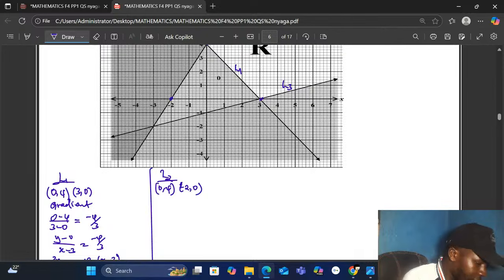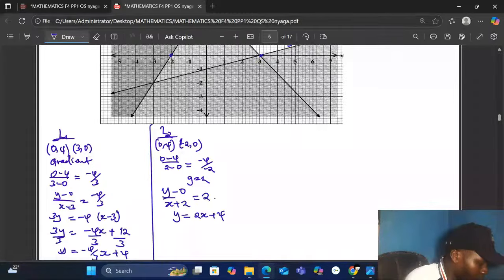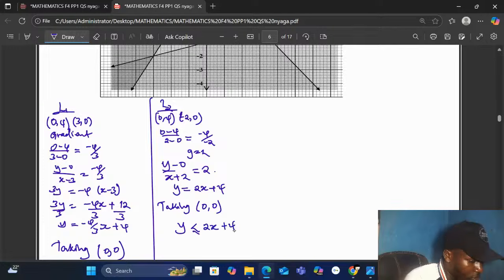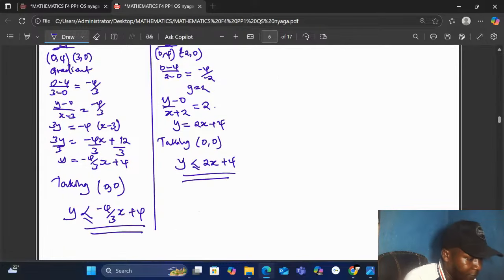So we obviously look for the gradient, which is equal to 2. And then we look for the equation: y minus 0 over x plus 2 equals 2. Now taking the point 0, 0, we shall have y is greater than or equal to 2x plus 4. This is now the equation for line L2.